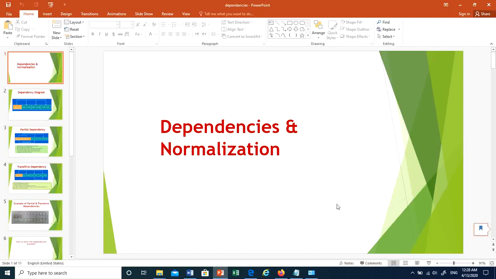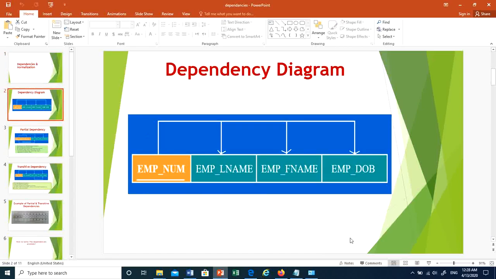And to explain these two concepts, I would like to start with dependency. The best way to actually explain dependency is through what we call a dependency diagram. In this diagram, you will see, for example, 4 attributes of a relation or a table. These are employee number, employee last name, employee first name, and employee date of birth. You will see that there is one attribute that is different in color, which is employee number. And there is an arrow coming from this attribute to the other 3.